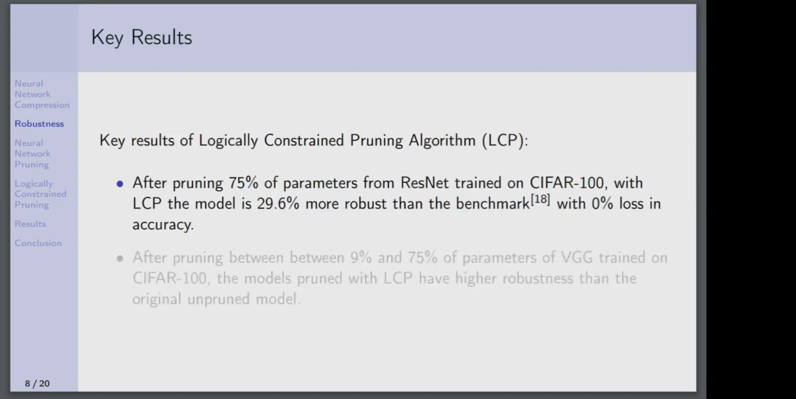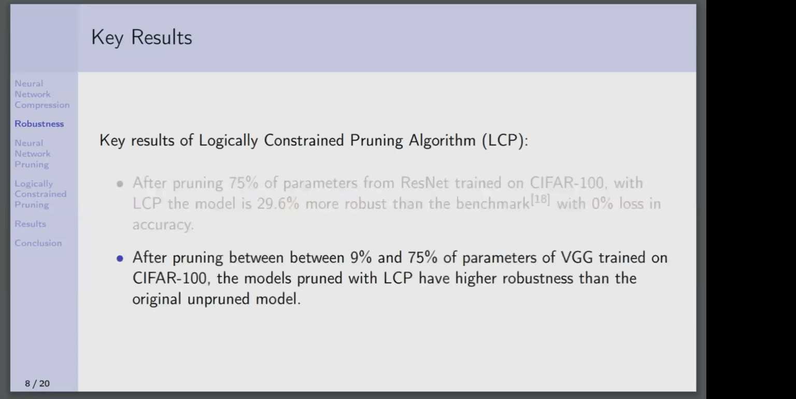Cool. So the key results of the algorithm I'm presenting today are that we're able to prune 75% of parameters from ResNet, trained on the CIFAR 100 dataset. And the model that we train using this algorithm is 29.6% more robust than the benchmark, and there's a 0% loss in accuracy. We're also able to prune between 9 and 75% of parameters from VGG. In this case, the models pruned with the robust, logically constrained pruning algorithm actually have higher robustness than even the original unpruned model. So we can see some improvements, not just with respect to the benchmark, but with respect to a model that hasn't been pruned yet.